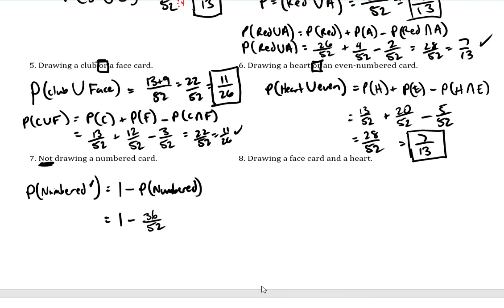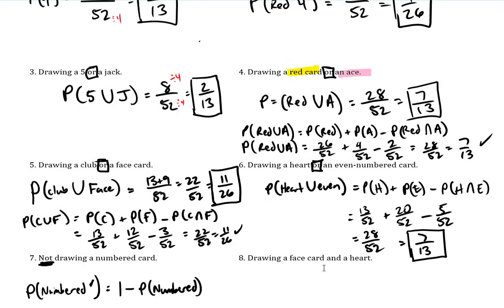And then from there, again, we could use our calculator. Without a calculator, we just need to get a common denominator. And that would give us 16 out of 52. But that reduces, they're each divisible by 4, and it gives us 4 out of 13. So that's the probability that we draw some random non-numbered card.